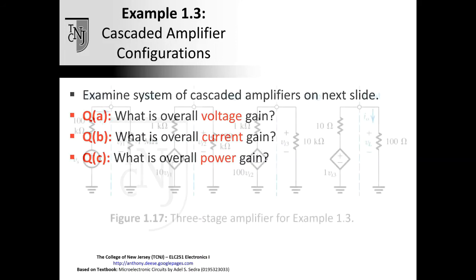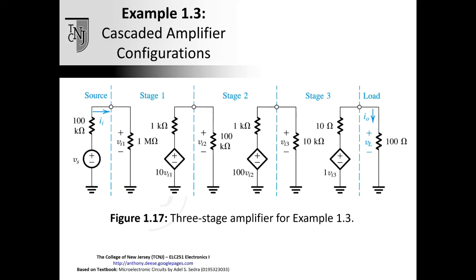Okay? So let's take a look at the system. Looks like this. What we have in between the blue dotted lines is the first amplifier, this is the second amplifier, this is the third amplifier. On the right is the load, on the left is the source. So let me ask you, is this a good setup with regard to the source and the output and load resistances?